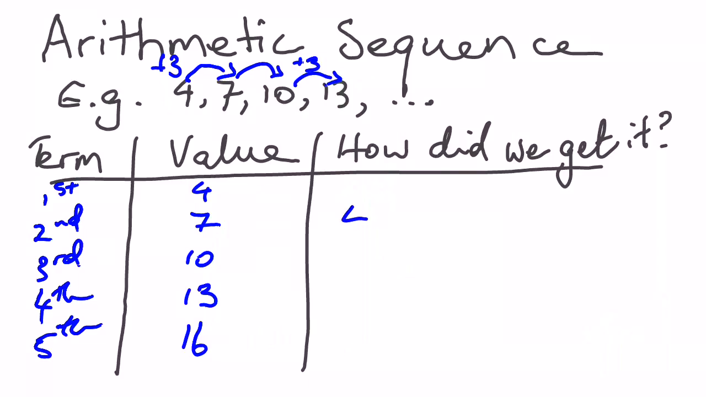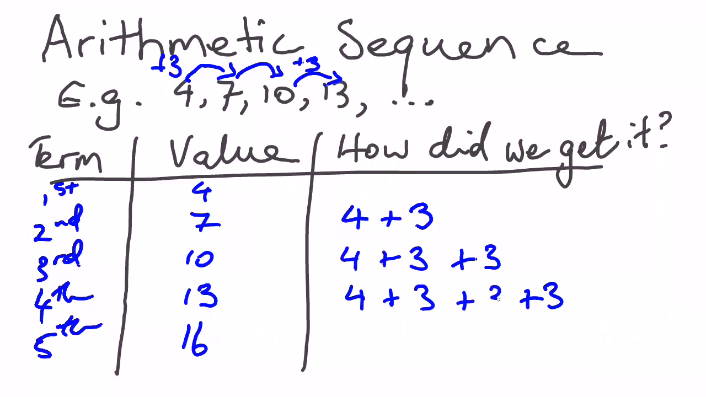Right, what we want there is a nice little 4 plus 3. That's how we got our 7. We had a first term and we added 3. Now, to get to the 10, we just added 3 again. So we've got 4 plus 3 plus 3. And to get to 13, we added 3 again. So we end up with 4 plus 3 plus 3 plus 3.